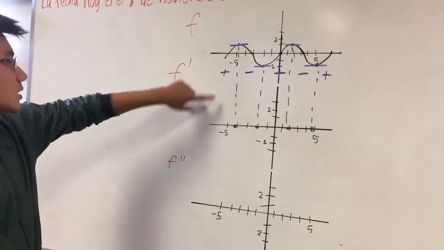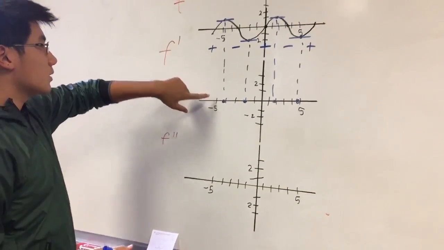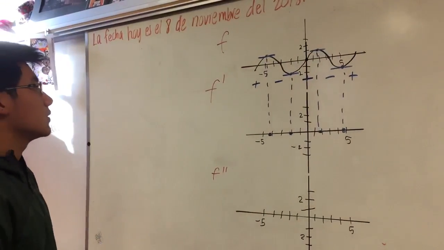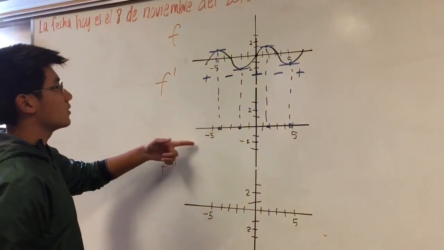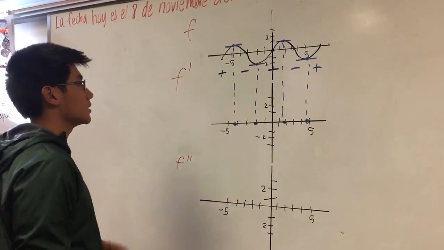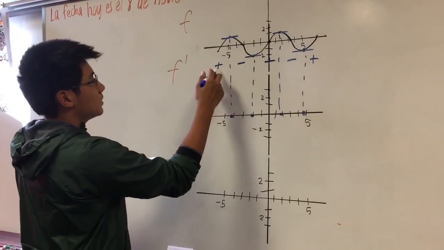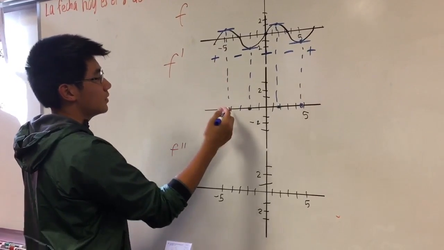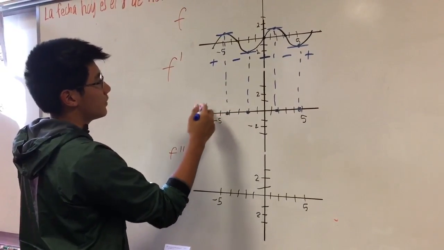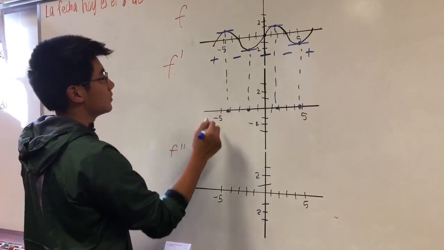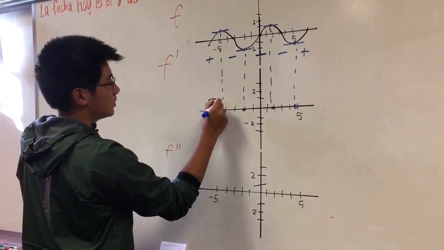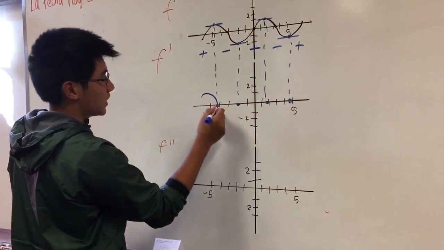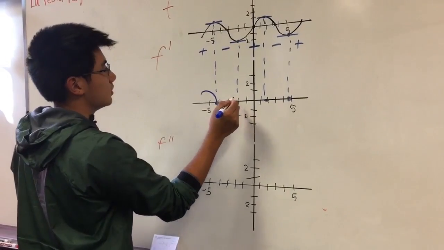So these signs tell you where the graph is going to be positive and where the graph is going to be negative, so where it's above the x-axis and where it's below the x-axis. Over here, since it's positive, that means the graph will be positive at this interval. So it looks something like this. Over here it's negative, so it's going to be below the x-axis, like this.